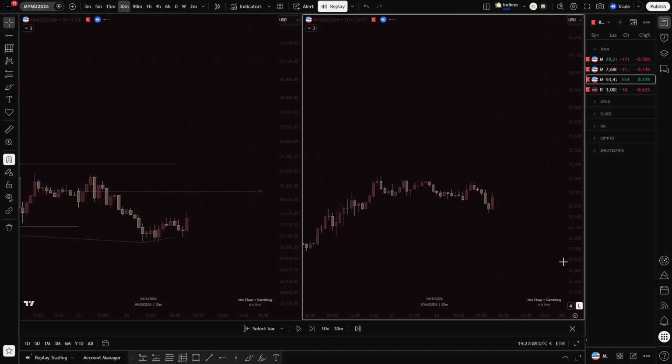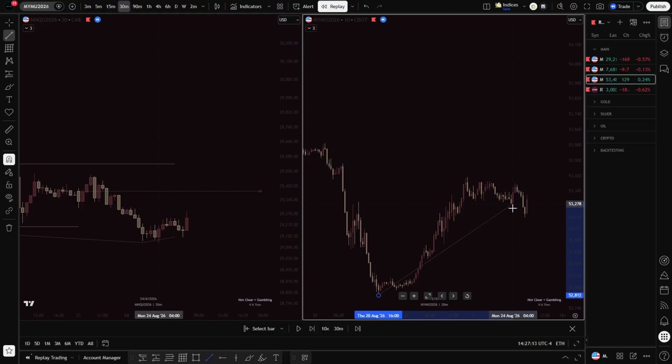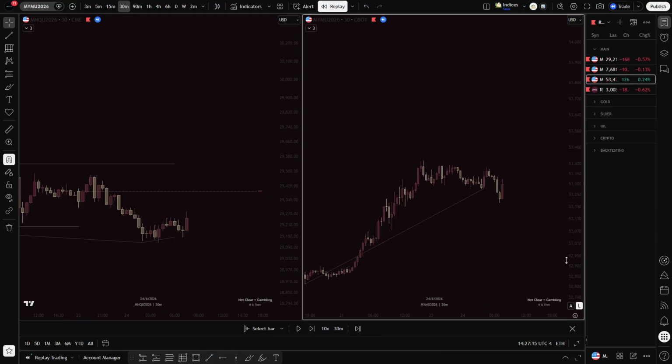But when we formed this string switch here, it happened at an irrelevant time. That's why it was untradeable for me.